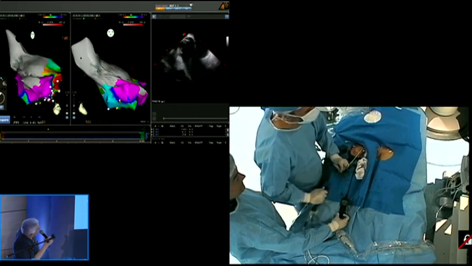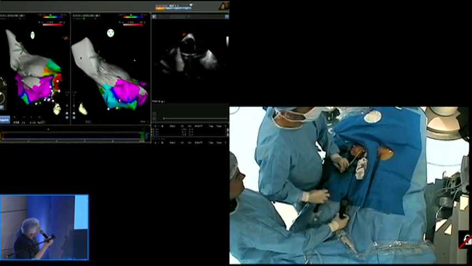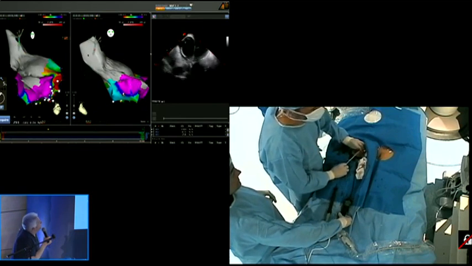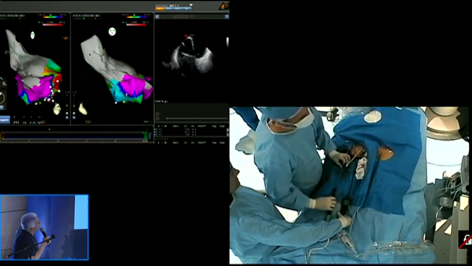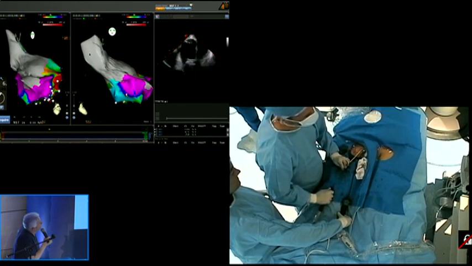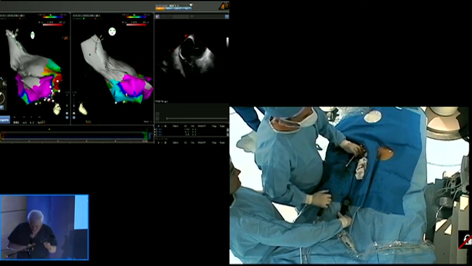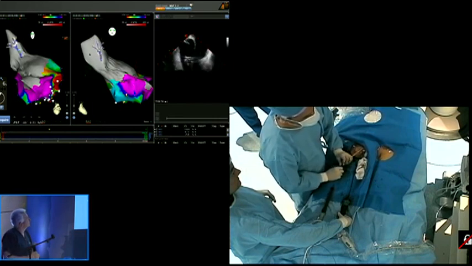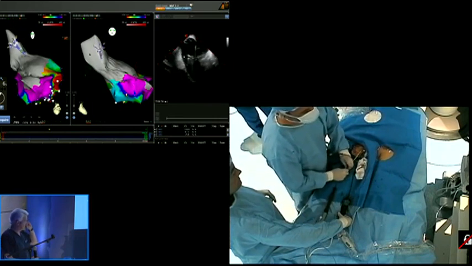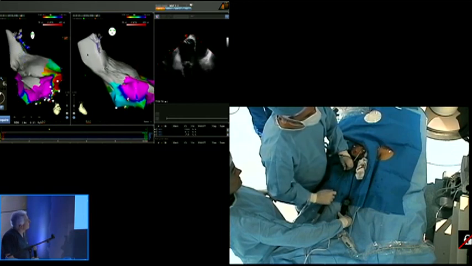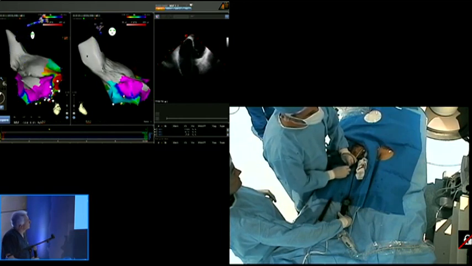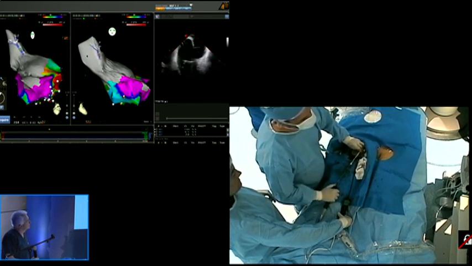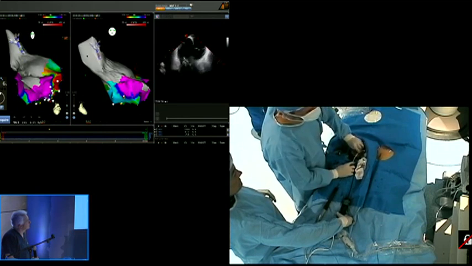Let me loop it. And now we're gonna advance. And I have too big a loop here. There it is. All right. I understand this takes some patience. Let me advance the sheath over the arch.